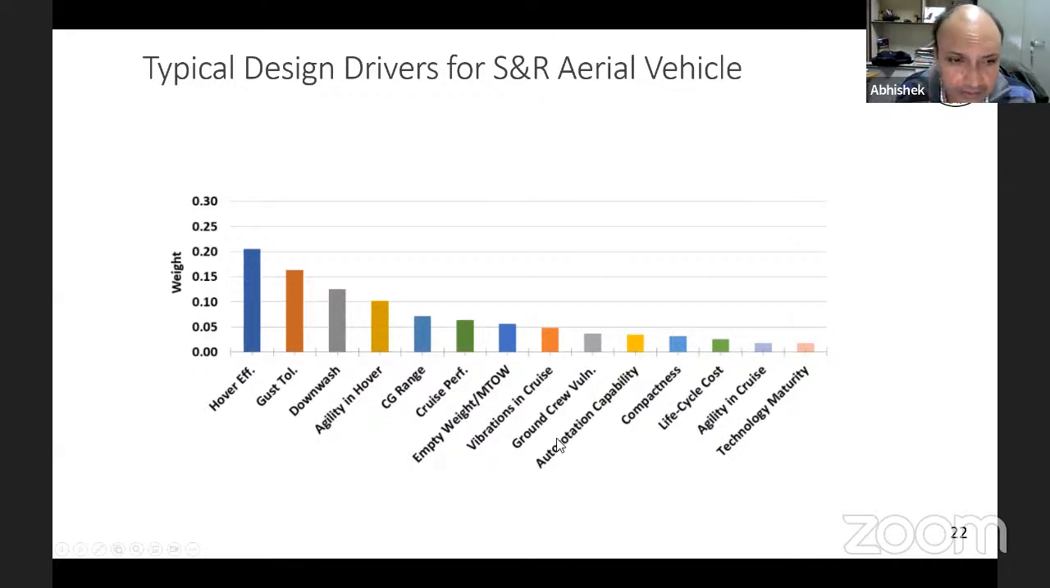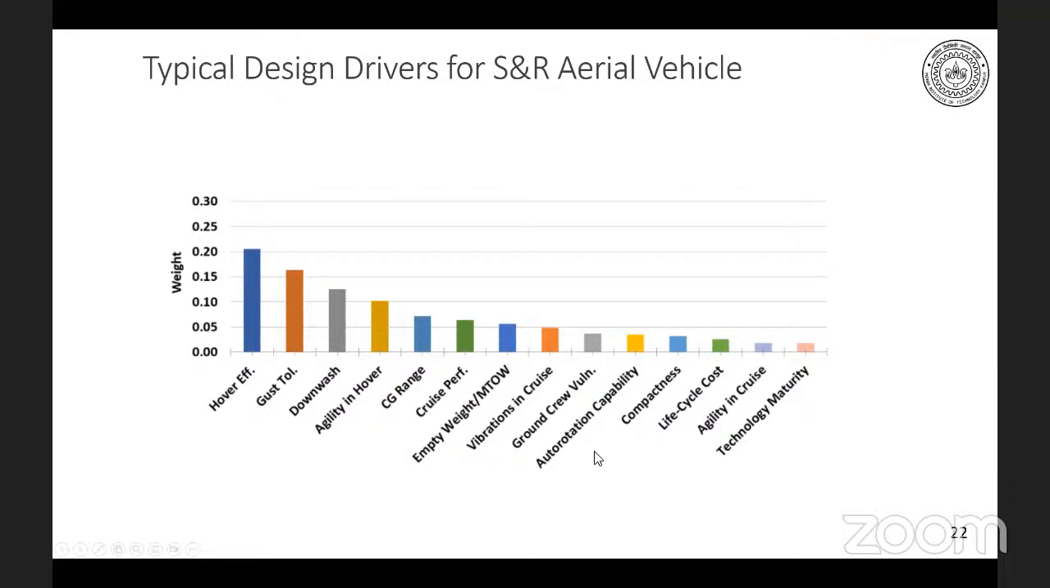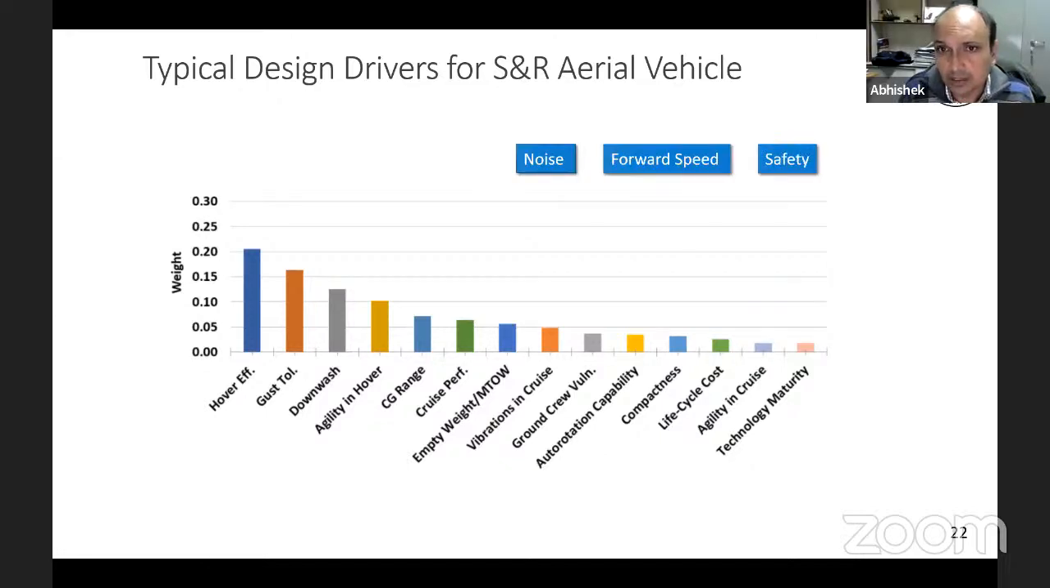So these are just to give you an idea of the key design drivers, what parameters one has to consider in selecting the configuration and then going about the design. Like how do you prioritize which aspects I have to focus on in my design? Other things are noise, forward speed, and safety. Noise is also something very important. It's not part of this, but when you're going to rescue somebody from a busy city area, the noise may be a consideration. People may find it obtrusive.